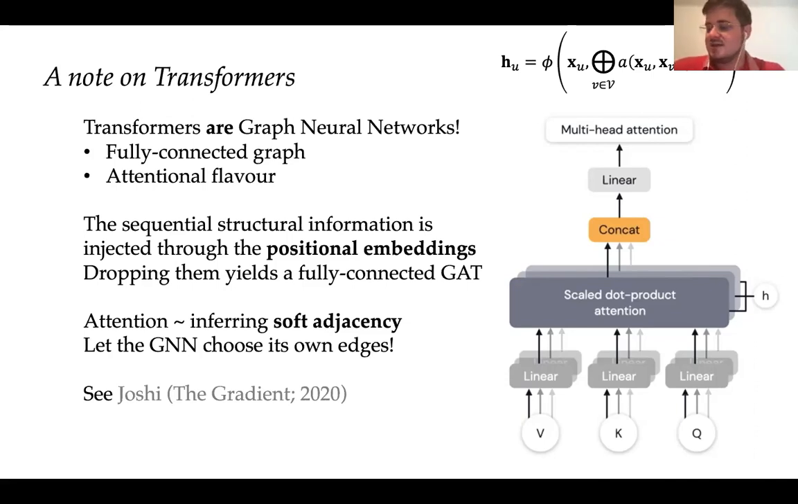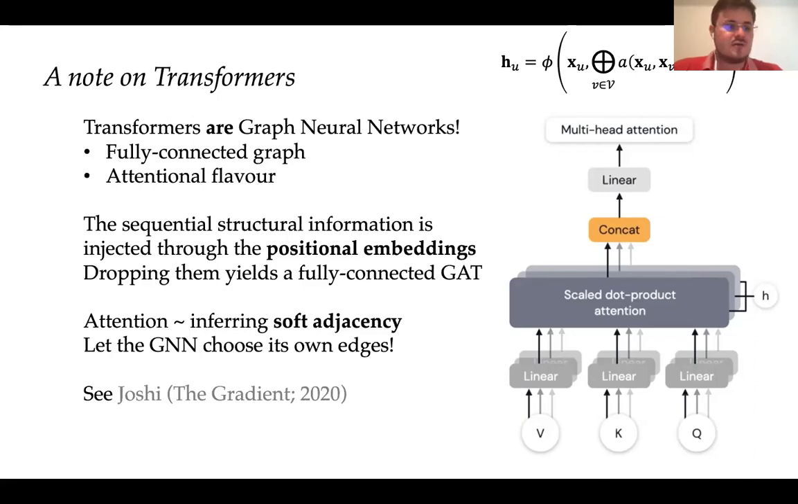So the thing which makes transformers sequence-based has nothing to do with the function that they compute. It's got everything to do with the features you put in the nodes. If you drop those features, you end up with a fully connected graph attention network, just as usual. So transformers have a very deep connection with graph neural networks. In fact, they can be seen as a special case.